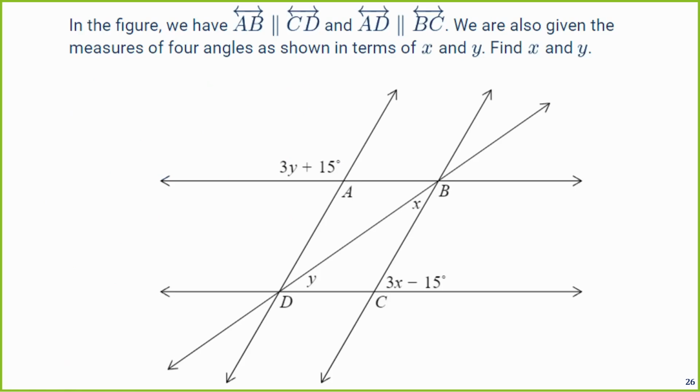Okay, suppose we have a figure like this. We have line AB. Okay, remember we use this notation to denote the line, right? Line AB is parallel to line CD, and line AD is parallel to line BC. We are also given the measures of four angles as shown in terms of X and Y. Can you find X and Y?